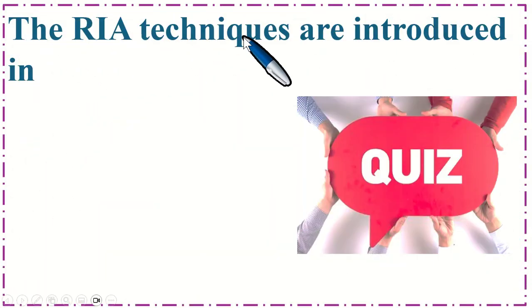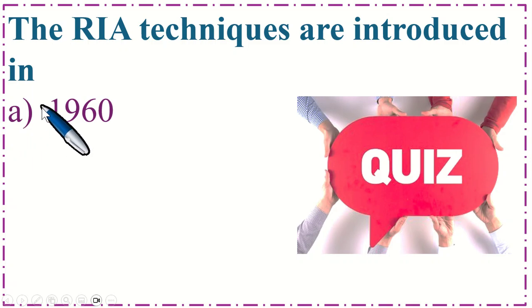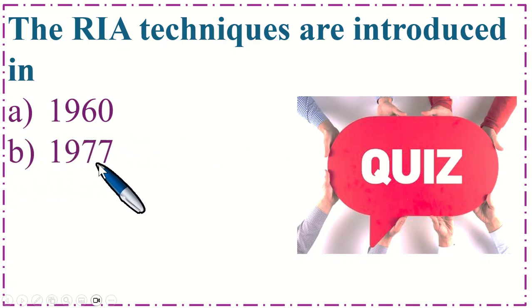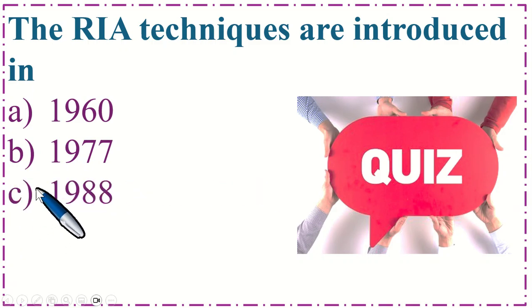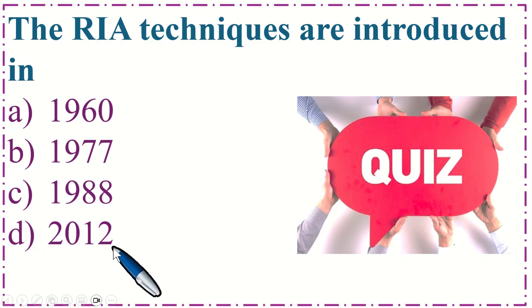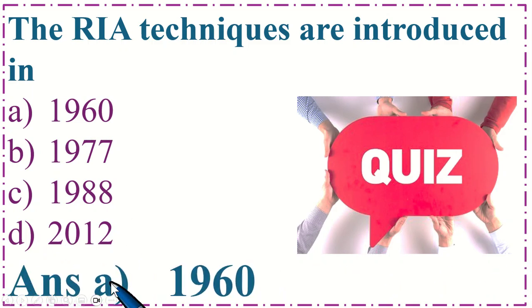The RIA techniques are introduced in option A 1960, option B 1977, option C 1988, option D 2012. Correct option is A 1960.